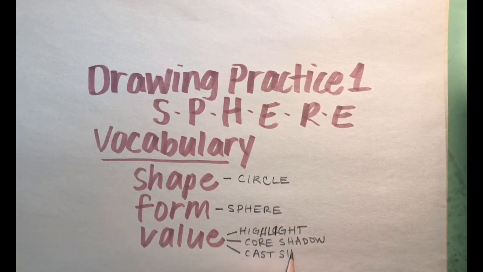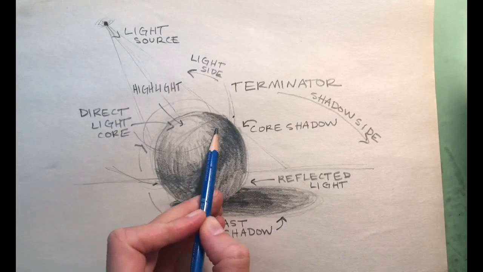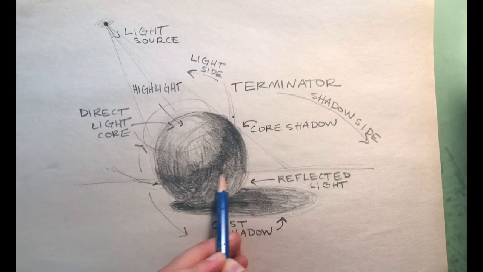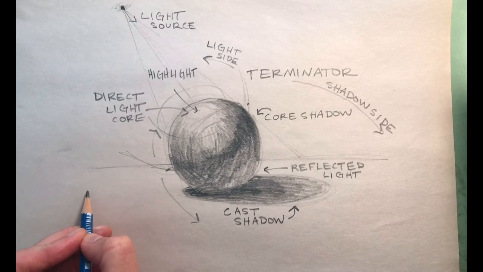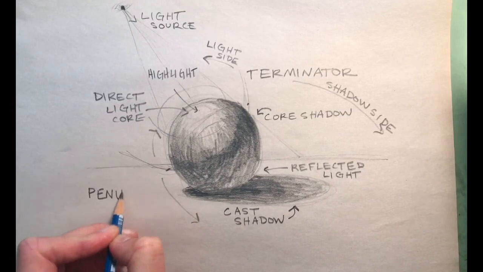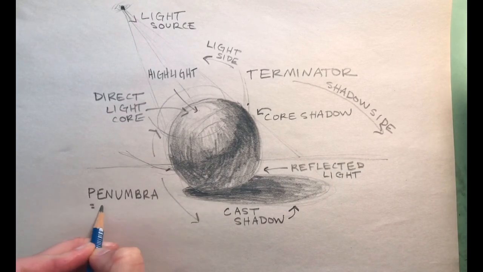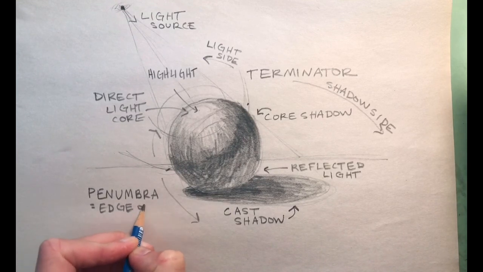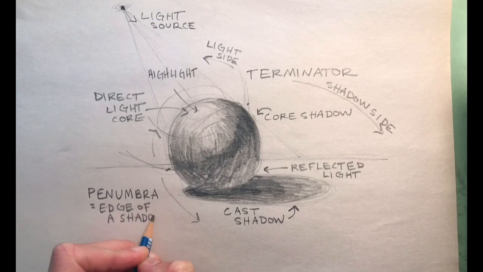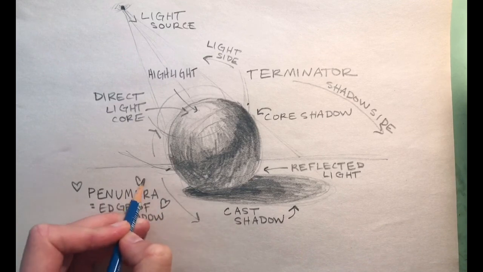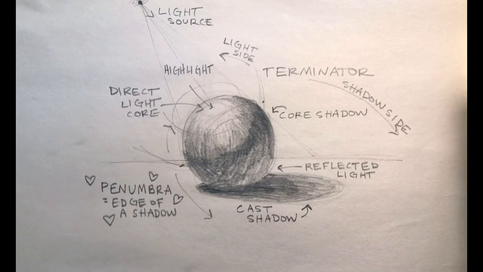Now I have to mention one bonus vocabulary word, and that's the name of this spot right at the edge of the shadow. It's a beautiful word, penumbra. So a penumbra is the edge of a shadow. I think it's my favorite vocab word in art class.